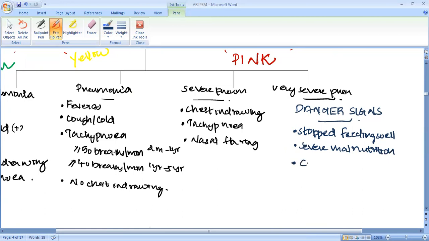There can be convulsions in this child. And also there will be somnolence. What is somnolence? Somnolence means the child will be abnormally sleepy, or very difficult to wake. That is known as somnolence.